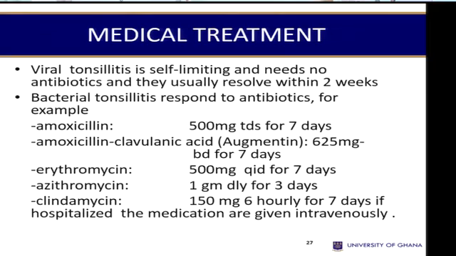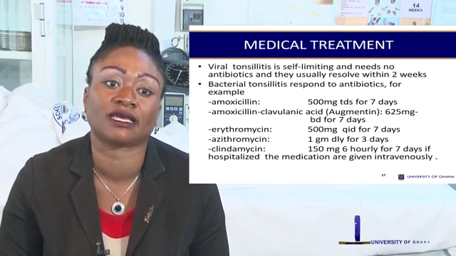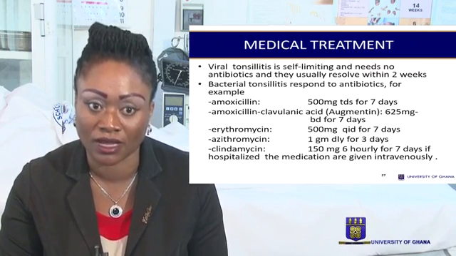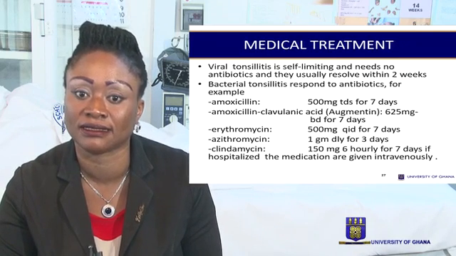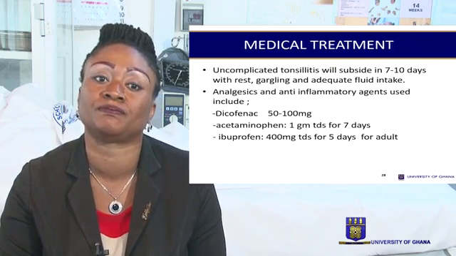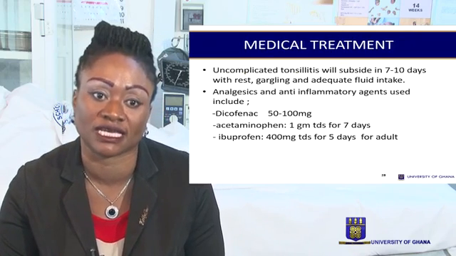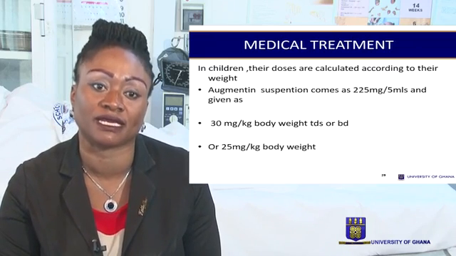Viral tonsillitis is self-limiting and needs no antibiotics and usually resolves within 2 weeks, but bacterial tonsillitis may respond to antibiotics such as amoxicillin, clavulanic amoxicillin. Erythromycin can be given as well as azithromycin and clindamycin. Uncomplicated tonsillitis also resolves within 7 to 10 days. Analgesic and anti-inflammatory medications may also be administered.